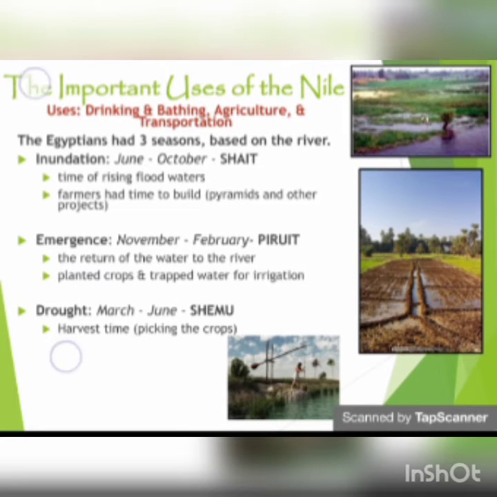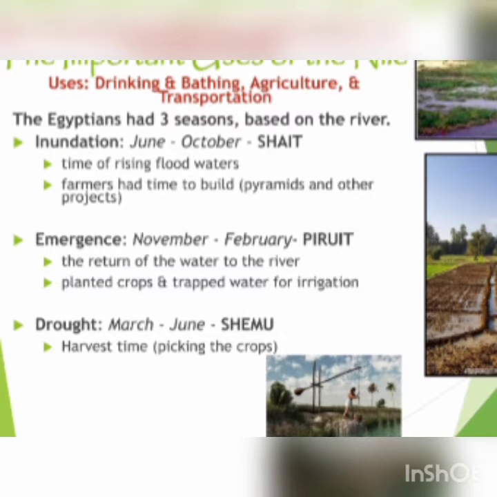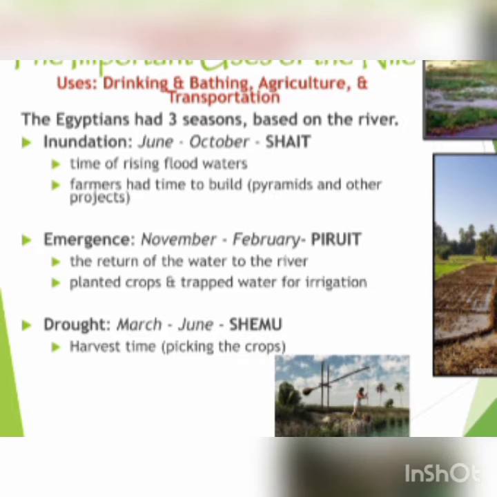And the most important uses of the river Nile were drinking and bathing. They were used for the purpose of drinking and bathing, and also for agriculture as well as for transportation. The Egyptians had 3 seasons based on the river, the first being inundation.